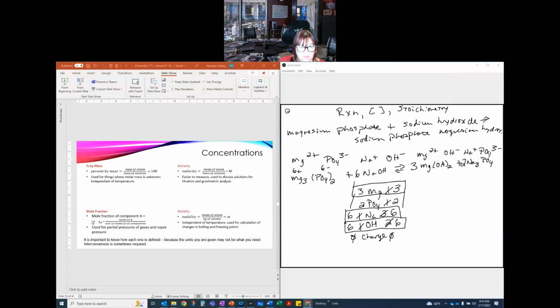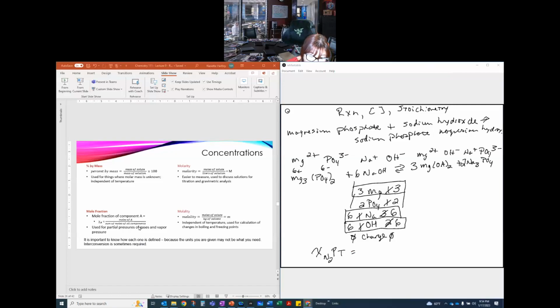Now, there's another thing, and that's the mole fraction. Now, the mole fraction for a component A is called chi. Chi A is equal to the moles of A over the total number of moles. And where would I use something like that? Well, chi is used when we talk about partials. Okay, so if I want to know the pressure of, like, N2, then I can multiply that by the total pressure.